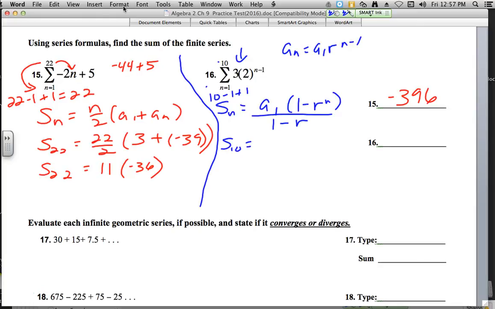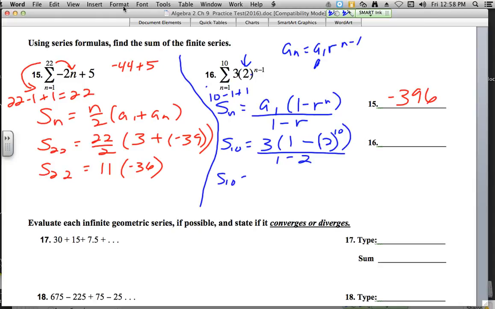Where the first one, well, a sub 1 is the number in front, it's a 3. And you certainly could just go ahead and put a 1 in for n to see what you're going to get as well there. If you do that, 1 minus 1 is 0, 2 to the 0 is 1, and 1 times 3 is 3. And they're multiplying by whatever is being raised to the power there, which is r, so 2, and that's going to be to the 10th, over 1 minus 2.